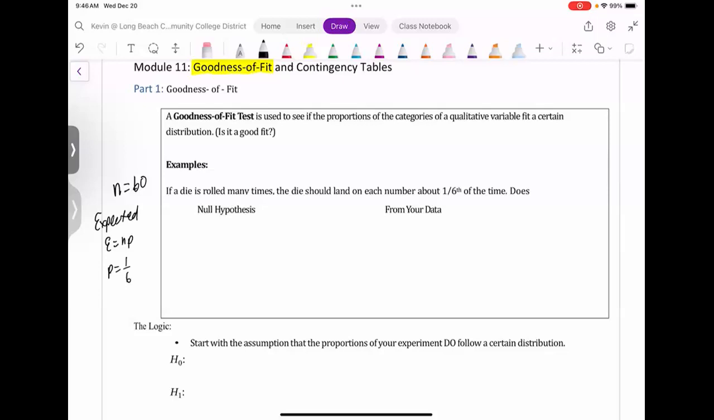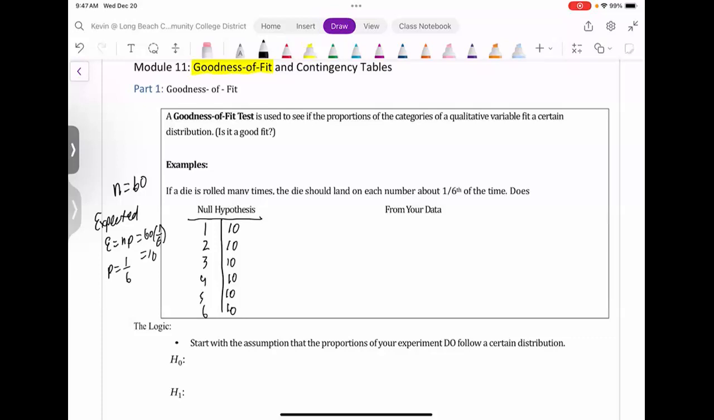And if we're going to talk about our expected, rolling a 1, 2, 3, a 4, a 5, or a 6, what we would expect is 60 times 1/6, or rolling a 1 10 times, rolling a 2 10 times, rolling a 3 10 times, 4 10 times. Each one we should be rolling about 10 times. This is what we expect with a fair die. Now, in reality, it doesn't actually turn out that way.